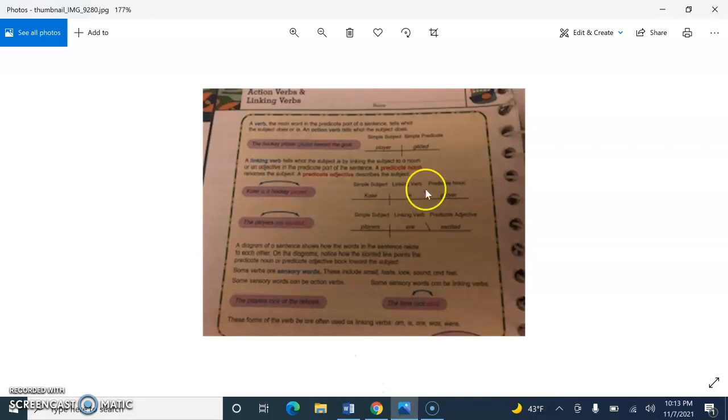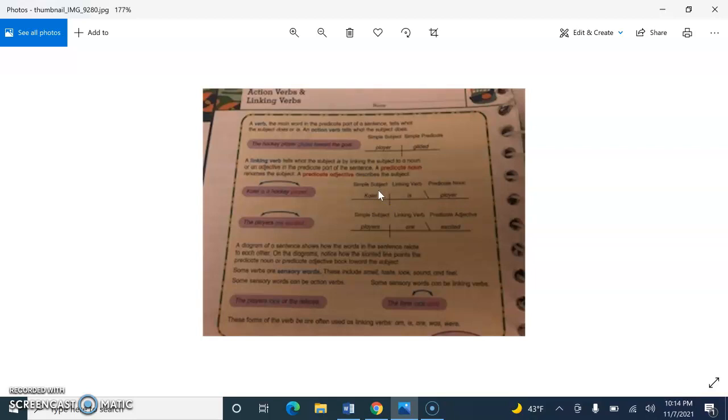Now, the most important thing, and I want you to see my arrow up here on the screen, I want you to see that this line that divides the predicate noun is slanted. And it is slanted because it's going back to Kaylee. So you have player going back to Kaylee. So this line right here kind of serves as a pointer saying, hey, this word refers back here.